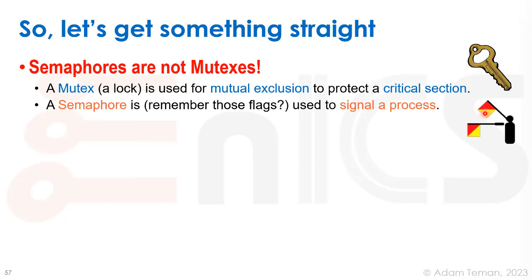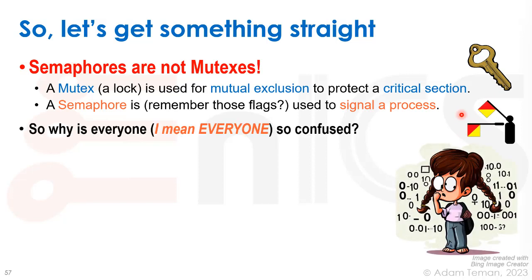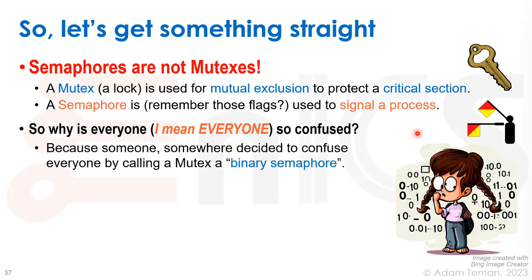A semaphore, remember the flags? That's why it's called a semaphore. It's used to signal a process. It's for signaling. But everyone is so confused. When you ask somebody what a semaphore is, they explain to you what a mutex is. A semaphore is not a mutex. Why is everyone so confused? There is so much confusion about it.